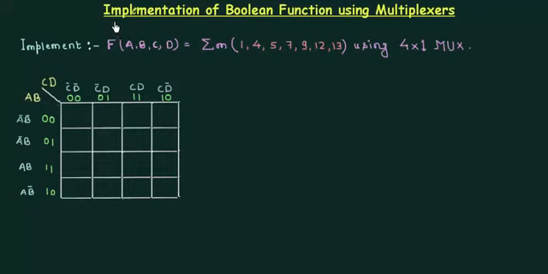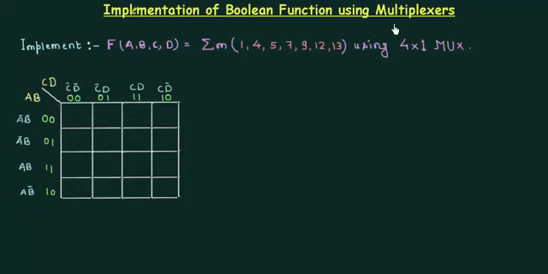In this presentation, we will do the implementation of Boolean function using the multiplexers. If you remember, in the introductional part of the multiplexers, I explained some of the uses, out of which one use was the implementation of Boolean function. And it is very important. Why it is important? Because when you do the implementation, you require different gates and wires to connect these gates.